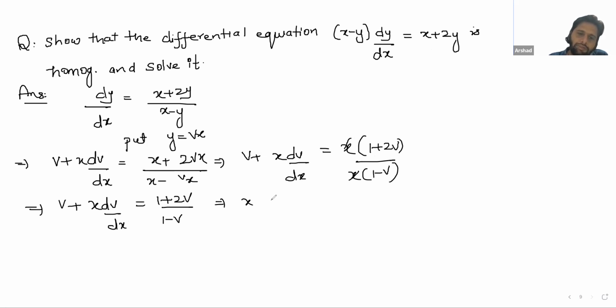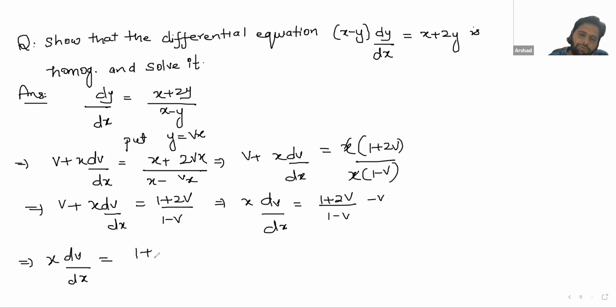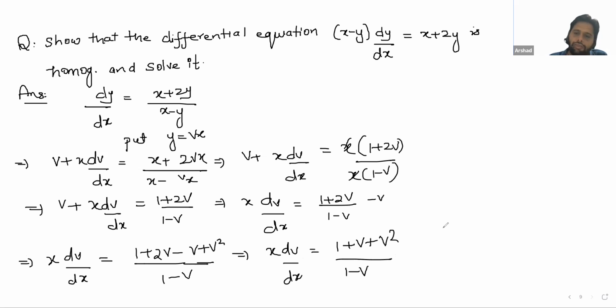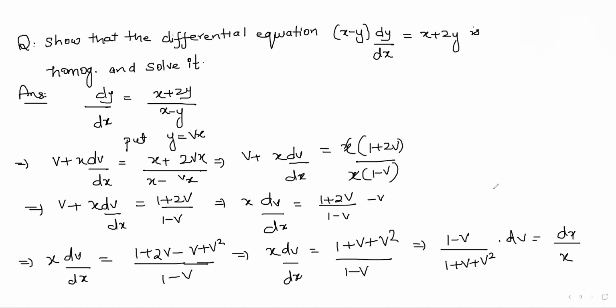So shift this. x dv by dx is equal to (1 plus 2v) by (1 minus v) minus v. Here you will get x dv by dx is equal to (1 plus 2v minus v plus v square) by (1 minus v). So x dv by dx is equal to (1 plus v square) by (1 minus v). Shift all the terms: (1 minus v) by (1 plus v square) dv is equal to dx by x. Saif, are you getting this? Yes, sir. Great.